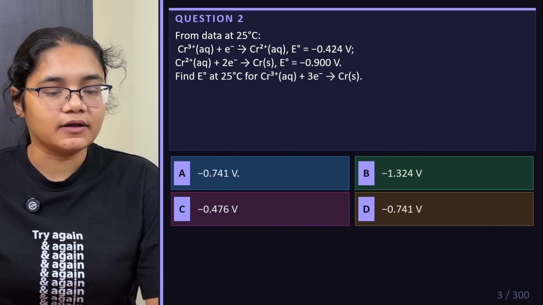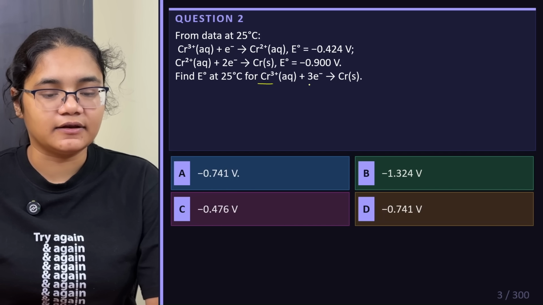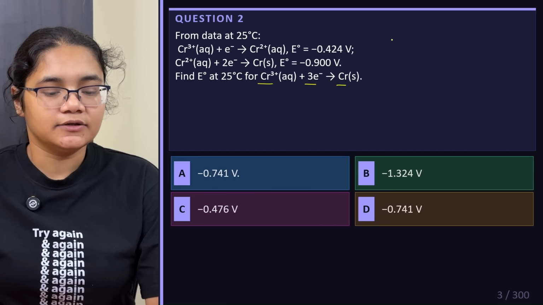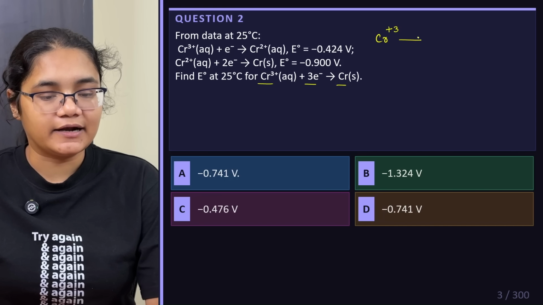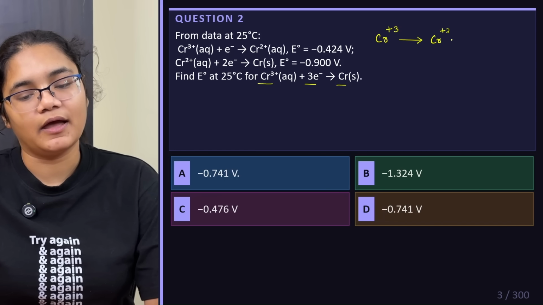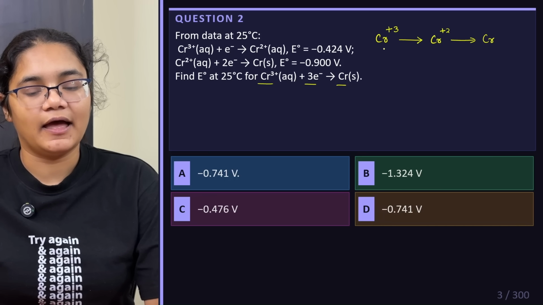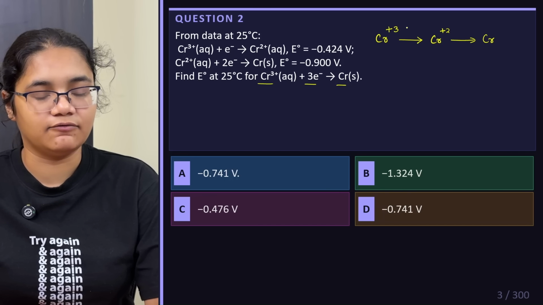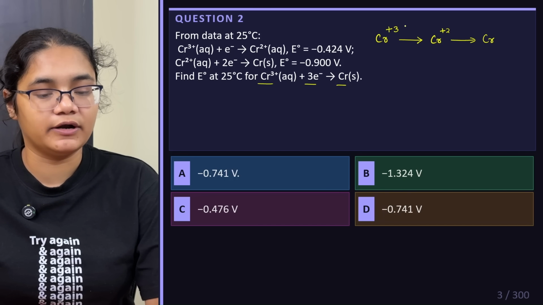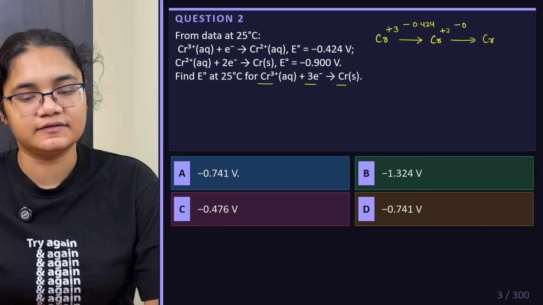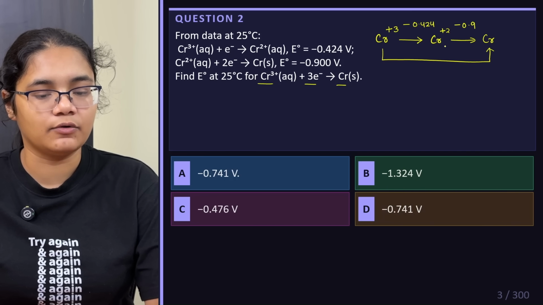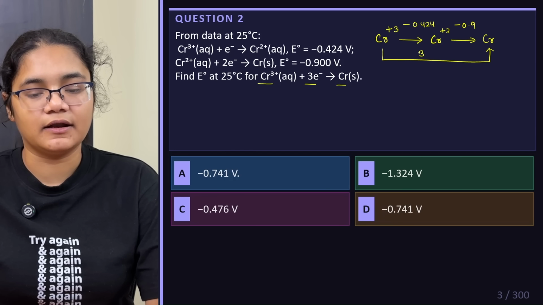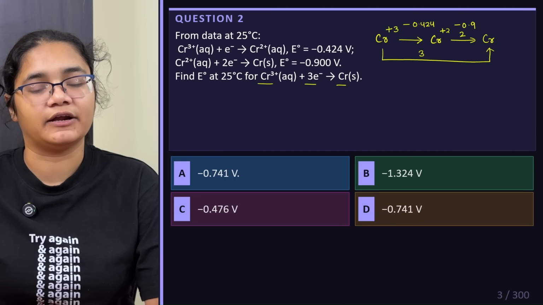Next we have, from the given data find the value of Cr3 plus 3 electrons gives you chromium. So here I have an equation like this. You have Cr plus 3, then it gets converted to Cr plus 2 and this one gets converted to Cr. And if you see here, the number of electrons involved is 1 and the value of this one is 0.424 and the value for Cr2 plus to Cr is minus 0.9, and the value from Cr plus 3 to Cr is what we have to find out. And here the number of electrons involved is 3, here the number of electrons involved is 2.